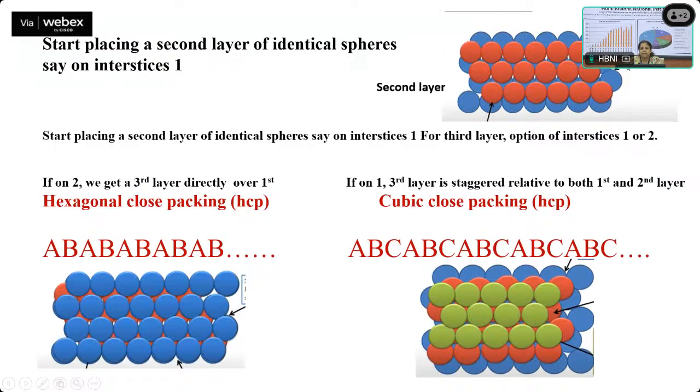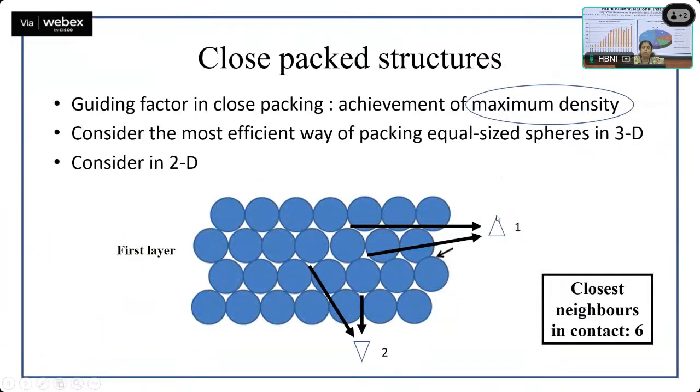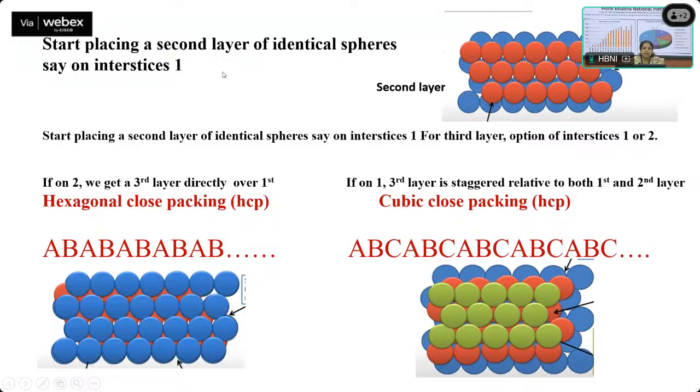Okay, so let's say I start with placing it on interstices 1. I'm talking about the upward facing triangle. Let us say that we place a second layer of identical spheres on interstices 1. So this is how it looked like. Till here, obviously, there is not much option.